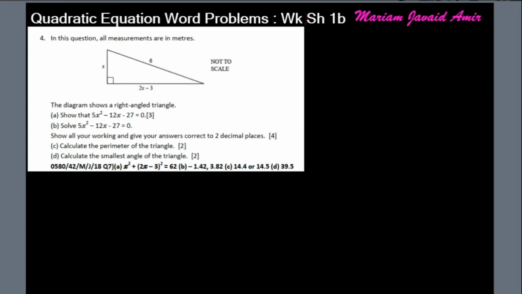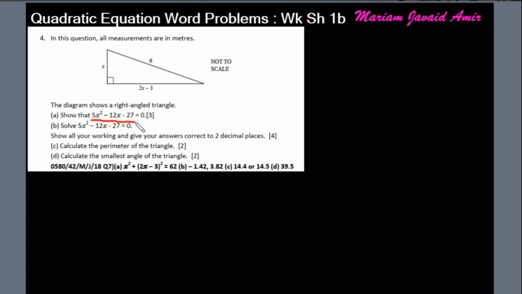This is question number 4. In this question, all measurements are in meters. The diagram shows a right angle triangle. Now we're not given any value of any area. We're not given the perimeter. We're just given a right angle triangle and expressions of its three lengths, and from that, we're being asked to derive this equation.